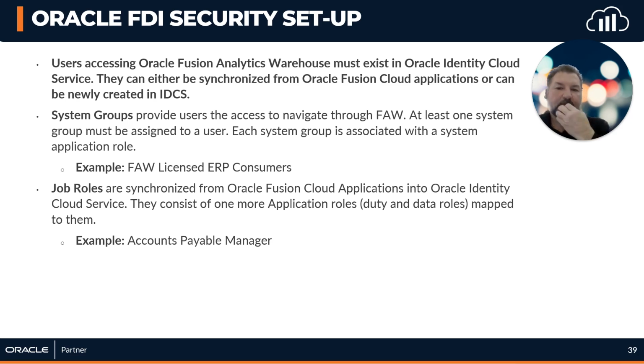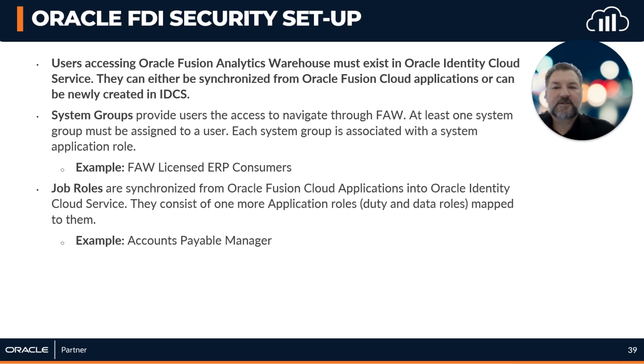We've had a couple clients in communication with us say, hey, we set everything up, but my end user's not seeing any data. And in those instances, what we found is they just missed a step of actually creating a system group for that person. So that's why they weren't seeing any of the data. So FAW licensed ERP consumers would be an example of a system group.